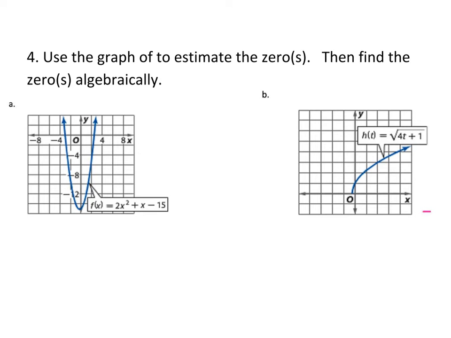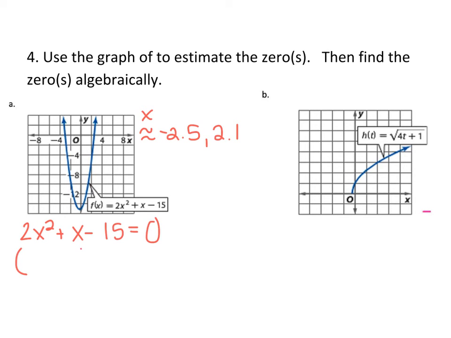So this says use the graph to estimate the zeros and then find them algebraically. So in the first one, notice that this is counting by 2's. So I would say that my x-intercepts, x is approximately maybe -2.5 and positive 2.1. Okay, now that's definitely a guess. What I'm going to need to do here is set my function equal to 0. So I would have 2x squared plus x minus 15 is equal to 0, and this is just a quadratic function.